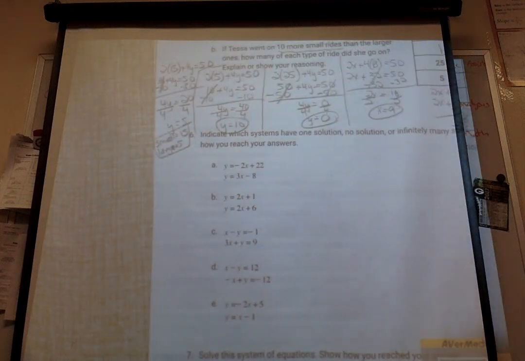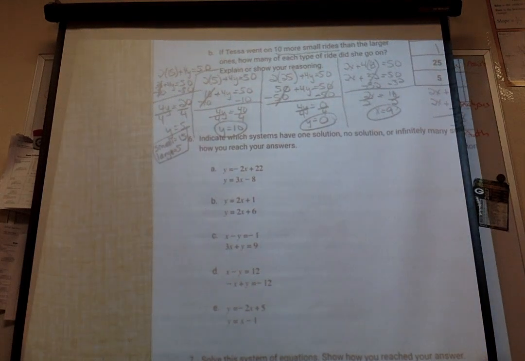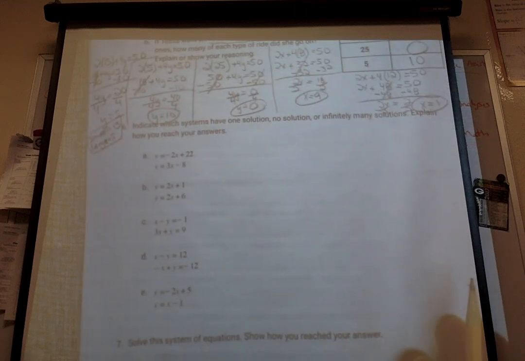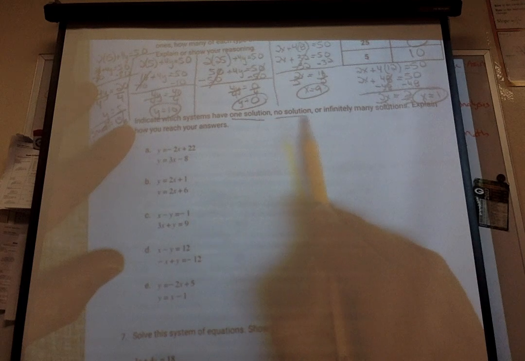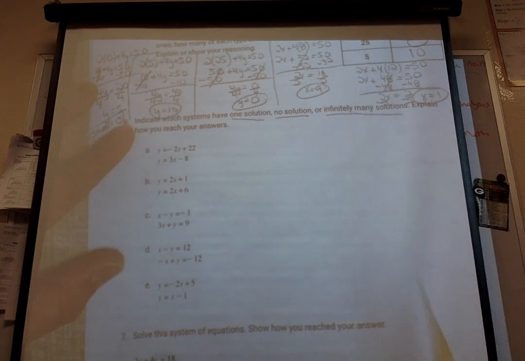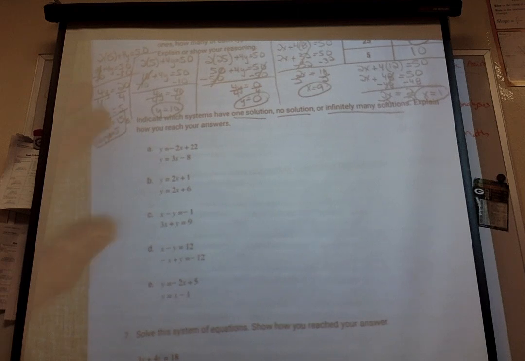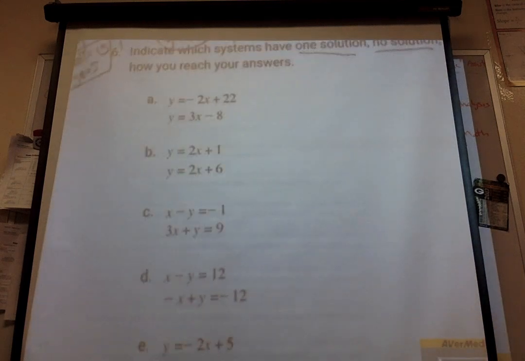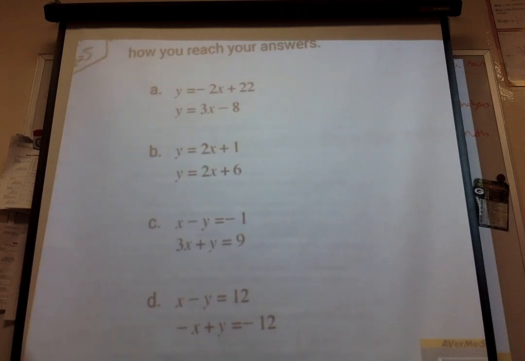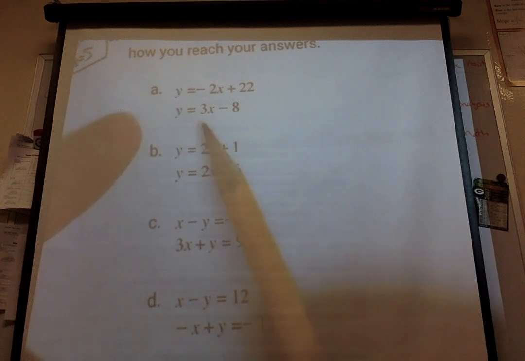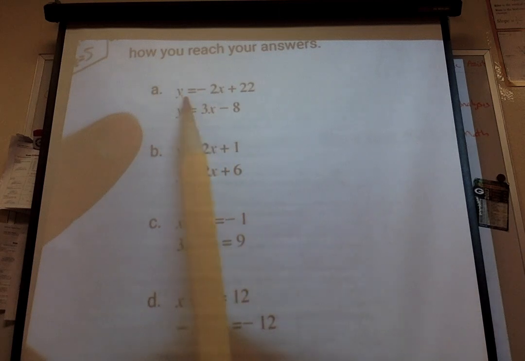Number 6. In 6, we have A through E. So for these 5, it says indicate which systems have one solution, no solution, or infinitely many solutions. And explain how we know. So the easiest way to do this is making sure they're in slope-intercept form, or y-intercept form. That's why we want y equals basically slope-intercept form, y equals mx plus b. We want them in the same form.